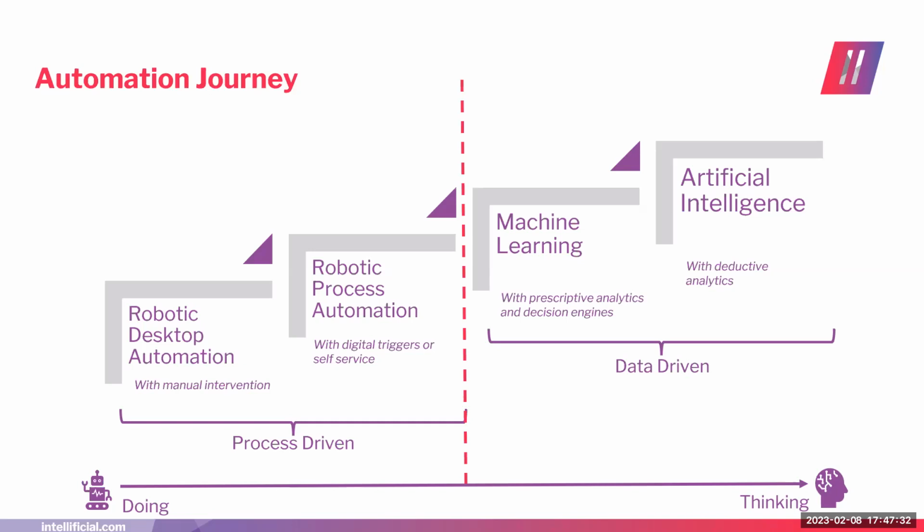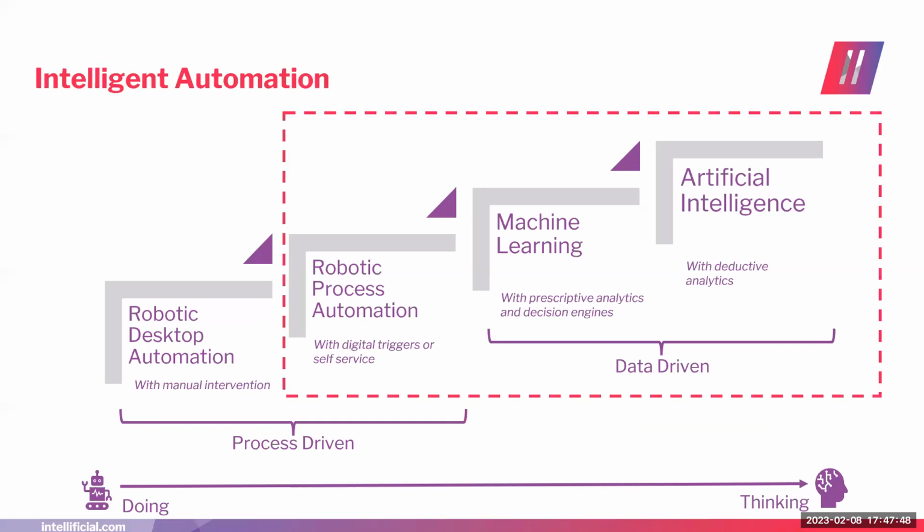If this is clear to you, then RDA and RPA are conventional automation, and machine learning and artificial intelligence are cognitive automation. But there is a recent hype called intelligent automation, which includes RPA and the cognitive automation. All these three together form intelligent automation.